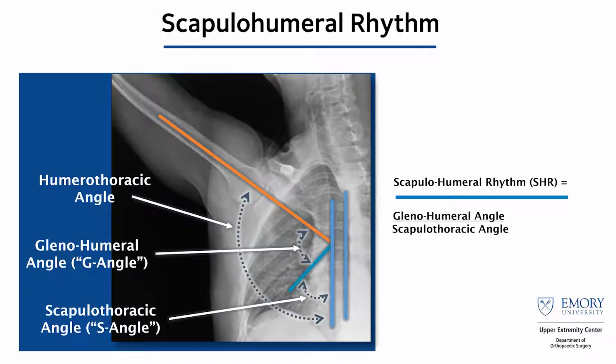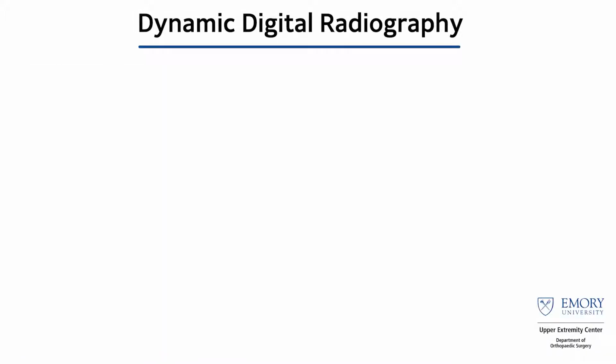So this was an equation that came up in 1934. They didn't have any ability to get images. They didn't even have x-rays at that point. But scapulohumeral rhythm looks at glenohumeral motion over scapulothoracic motion. And we've started quantifying this in multiple settings.